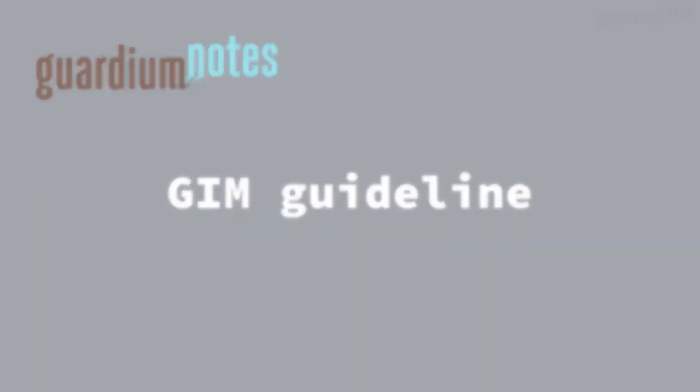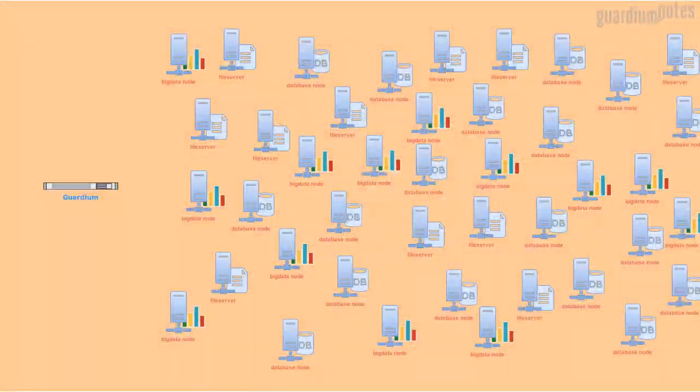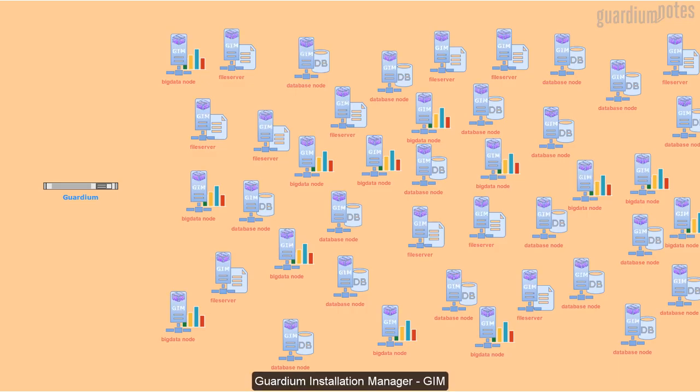This guideline covers all administration aspects of GIM, including installation, configuration, and troubleshooting. GRDAPI manages heterogeneous environments. Agent technology allows to monitor everything, but leads to manageability and scalability problems. To cope with them, GRDAPI allows centralized installation and management of individual agents through a specialized service called GRDAPI Installation Manager, in short, GIM.